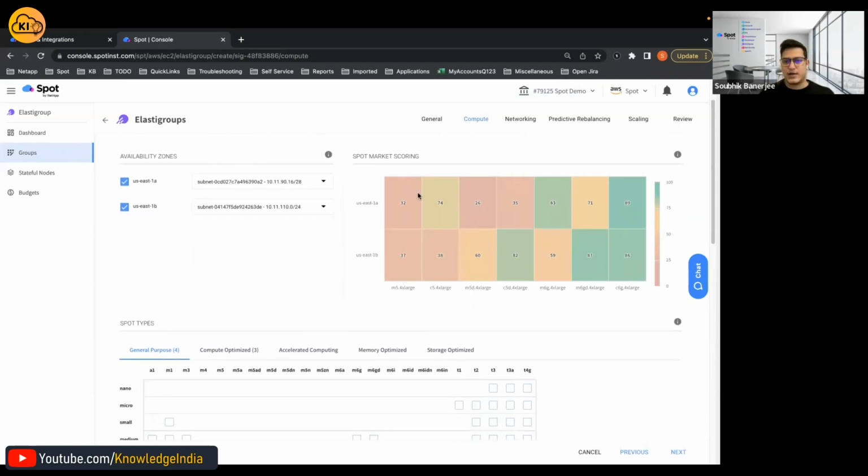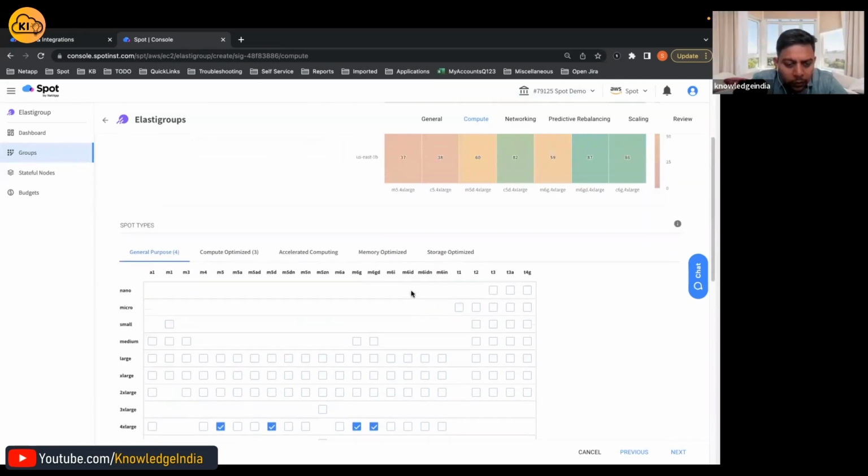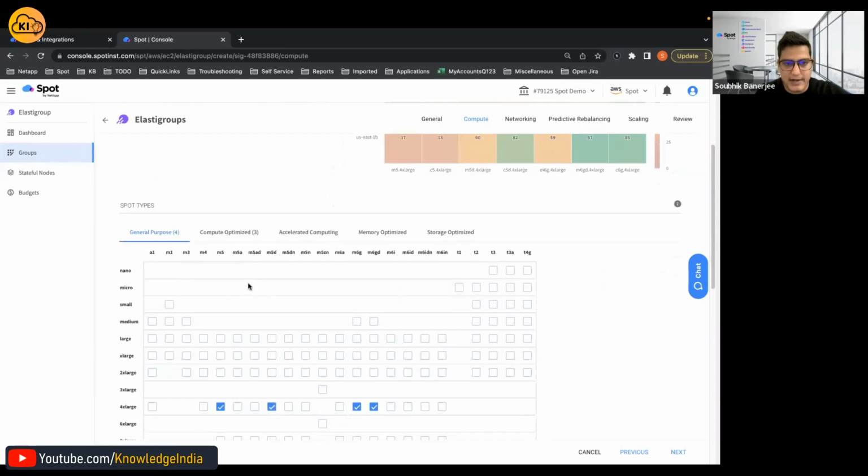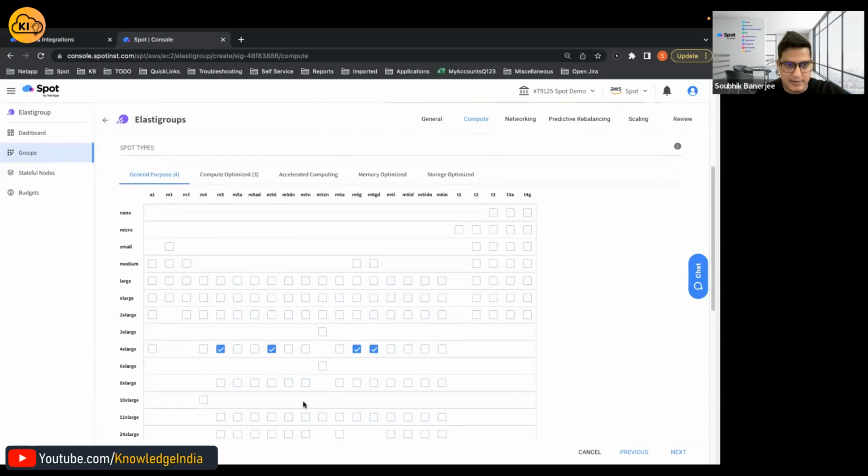So this is where you can see the scoring of the spot markets. This spot market is basically the combination of the availability zone that I have selected and the instances I have selected.